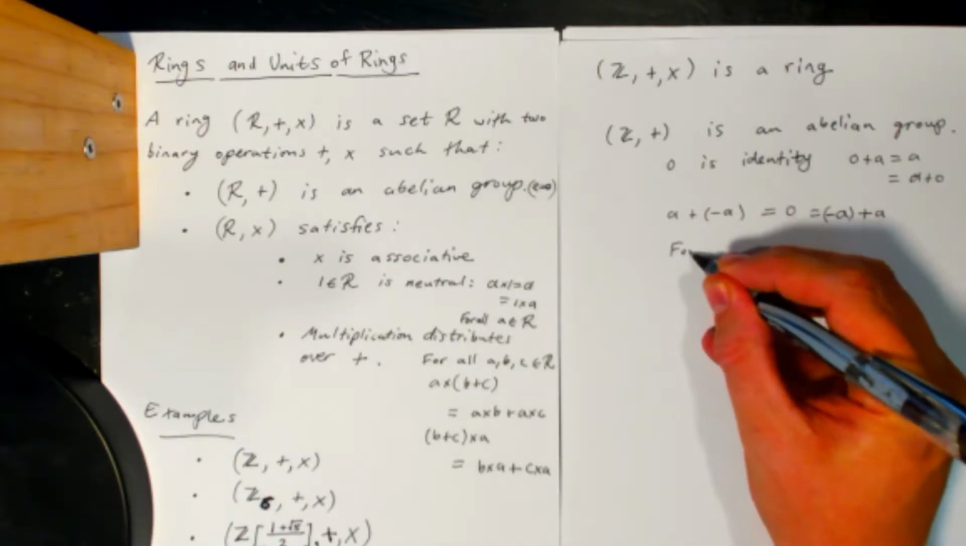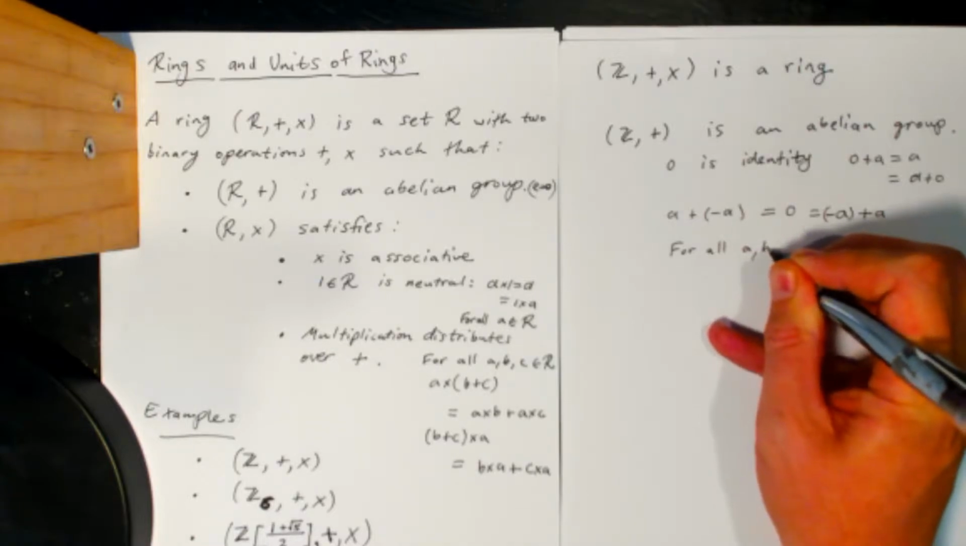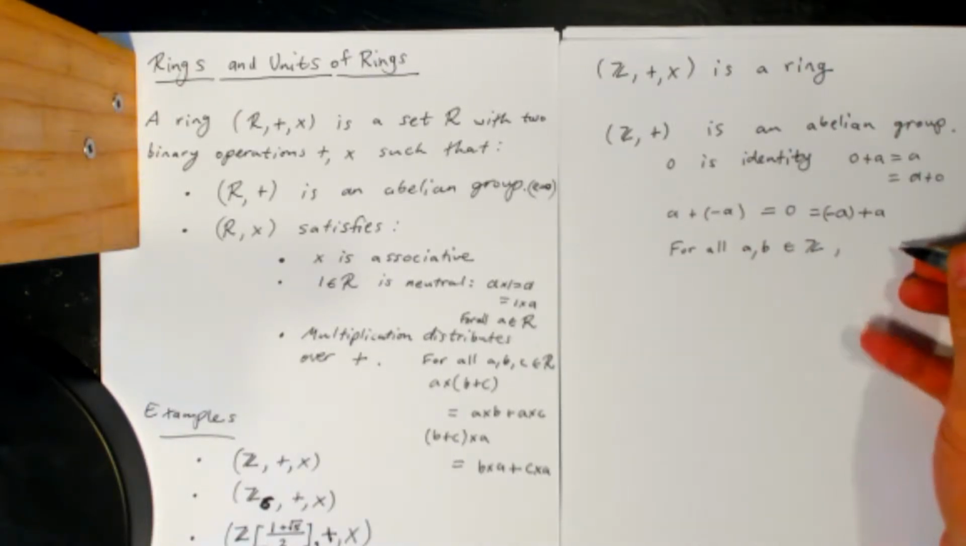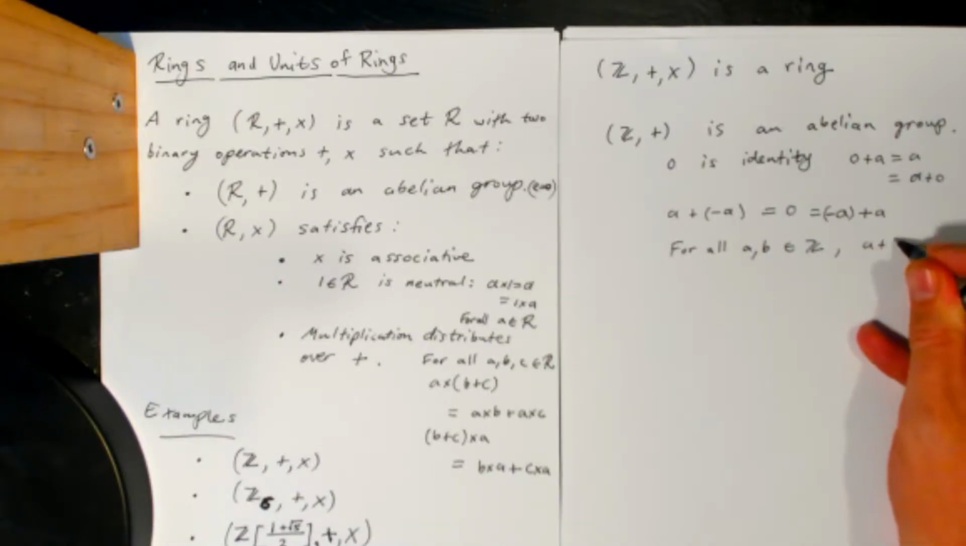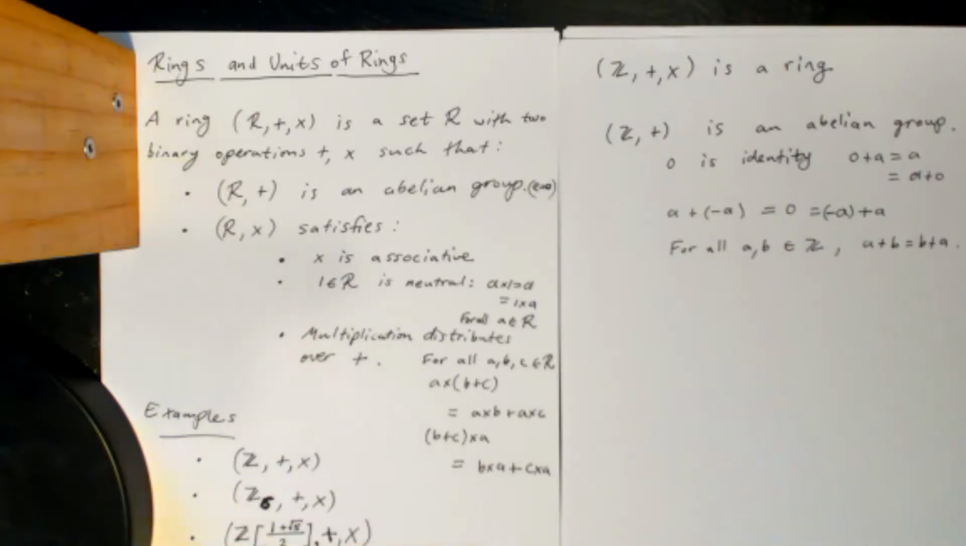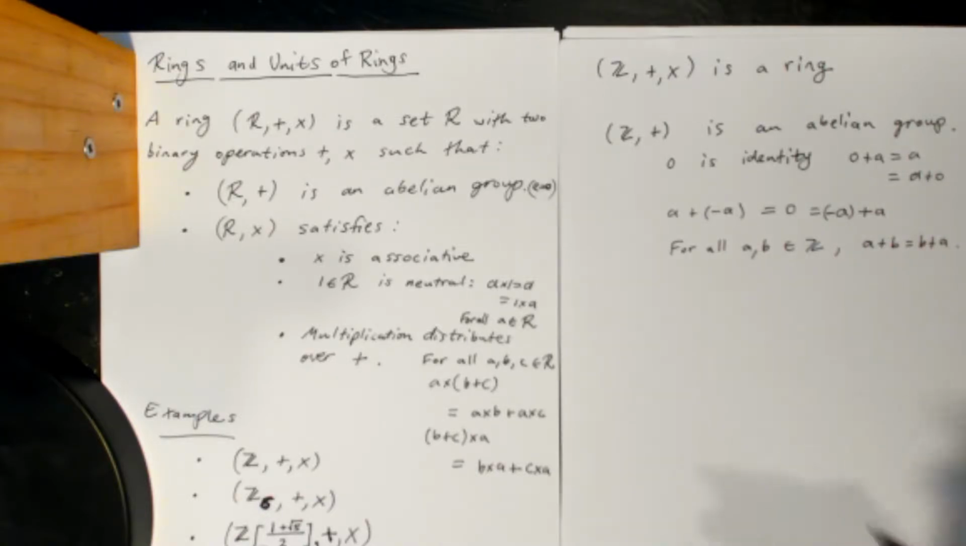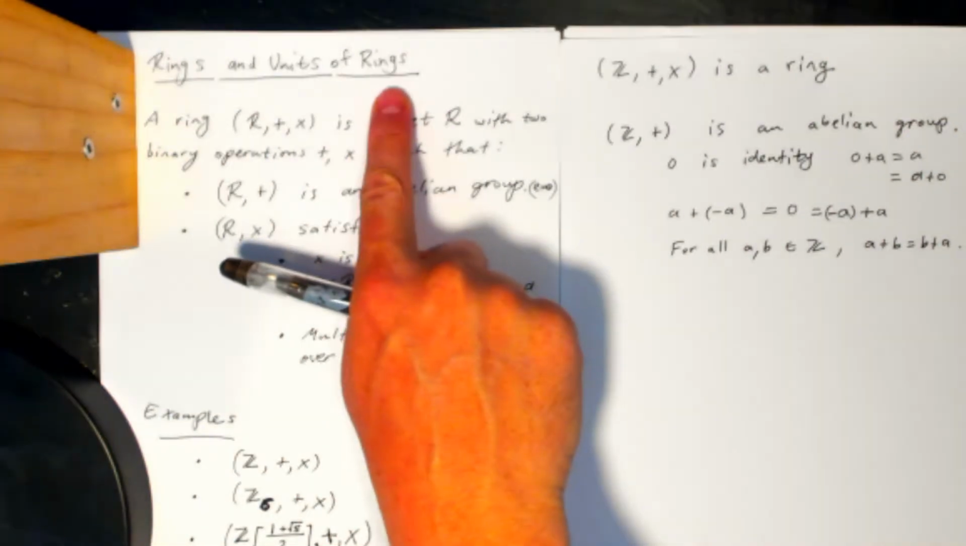So for all A and B belonging to the set of integers, A plus B is equal to B plus A. Okay, so here's our first example done. This is a ring. But I also wanted to talk to you about units of rings.